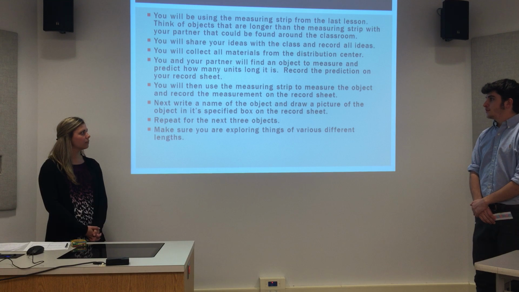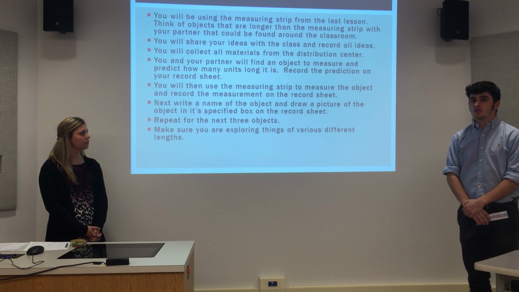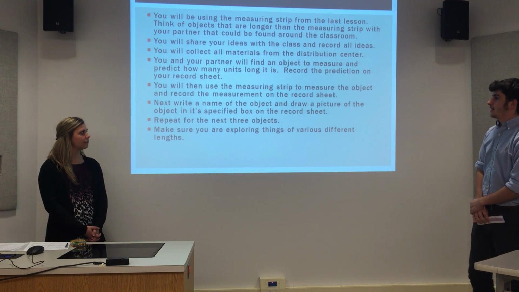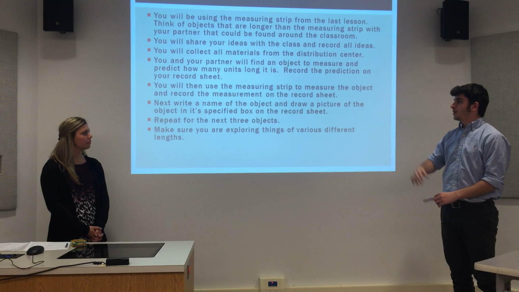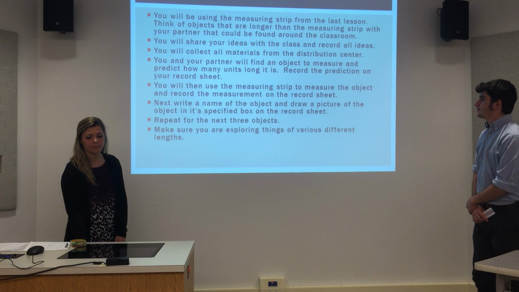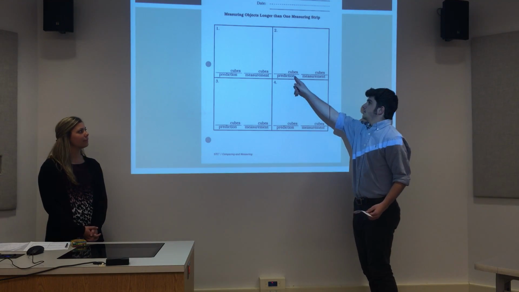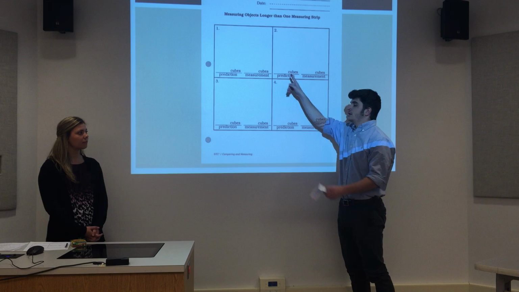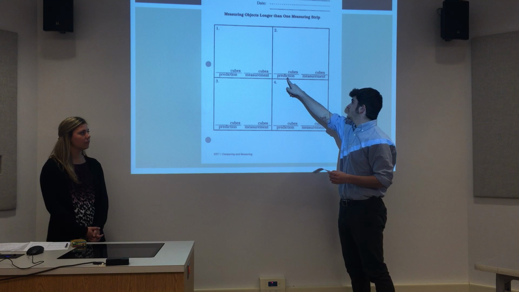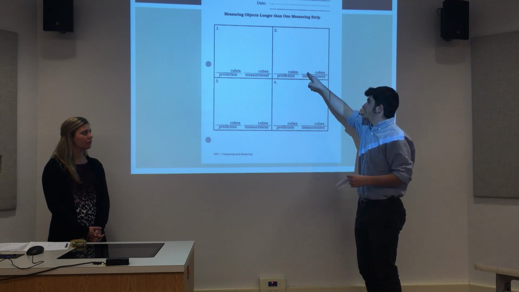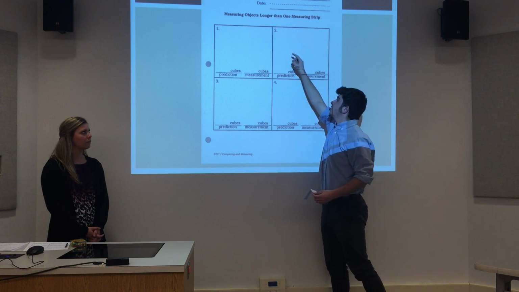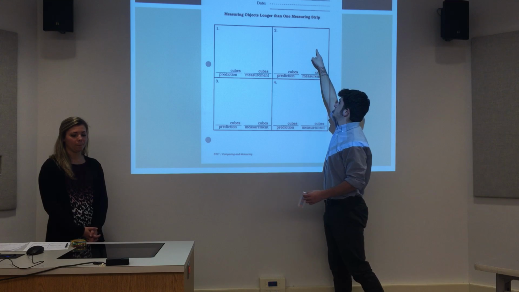After, you will use the measuring strip to measure the object and record the actual measurement of the object on the record sheet. And finally, you will write the name of the object and draw a picture of it in a specified box on the record sheet. So, you'll put your prediction of how many cubes long, and remember, one measuring strip is 10 cubes long. So you'll write your prediction here, then you'll go and measure it with your partner and write how many cubes it actually was, and finally you'll write the name of the object up here, and you'll draw a little picture of the object in the box there.